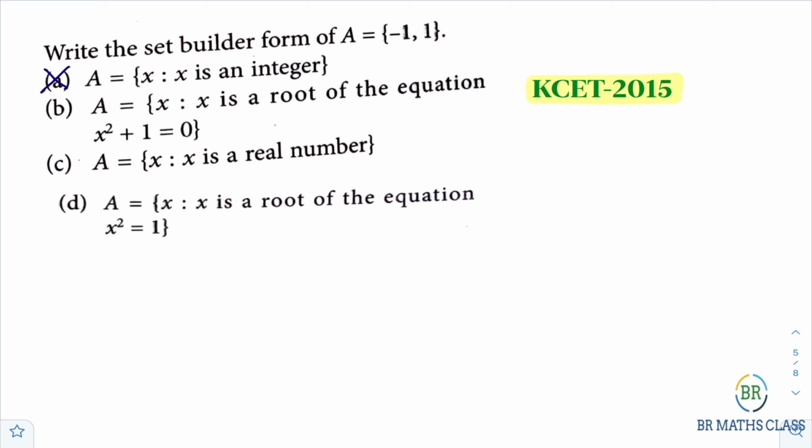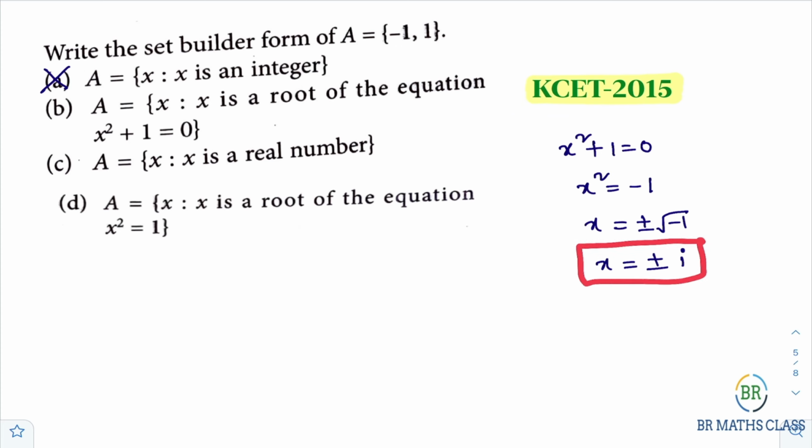Now see the second option. x is a root of this equation, x square plus 1 equals 0. In case x square plus 1 equals 0, what is x square? x square equals minus 1. What is x from this? x equals plus or minus root over minus 1. Root over minus 1 is i, which we learn in complex numbers. So x equals plus or minus i. If this is the equation, then if I write this set in roster form, it will be i comma minus i. But actually they gave 1 comma minus 1. So the second option is also the wrong option.